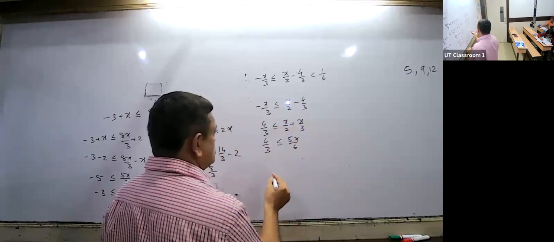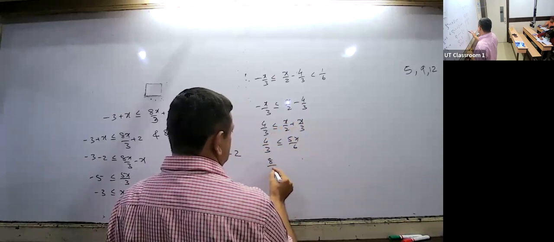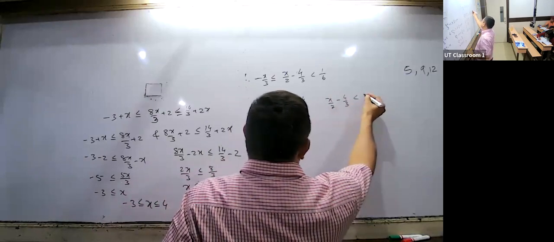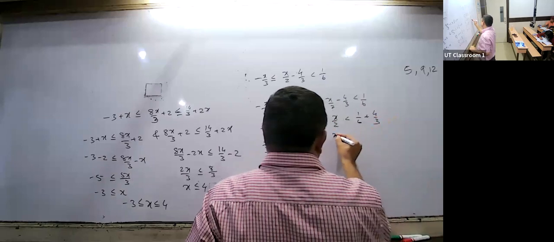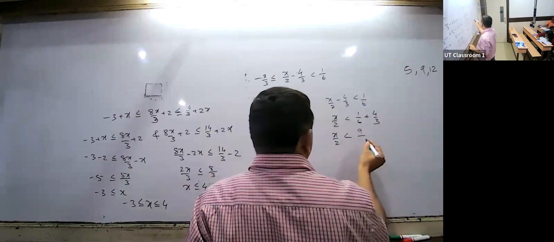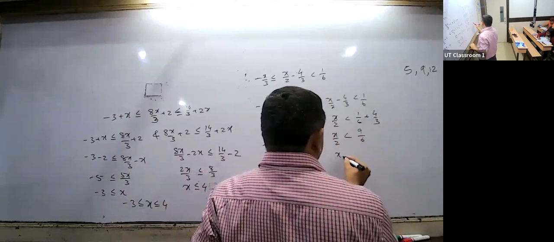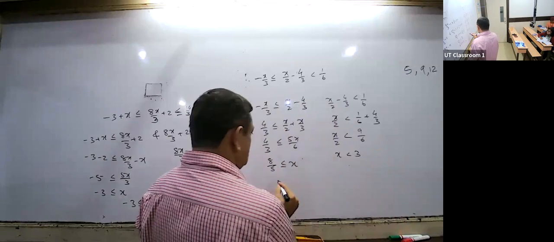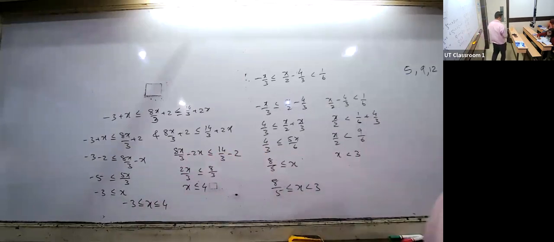That is cross multiply. How much will come over here? 8 by 5 less than or equal to x. This is coming as x by 2 minus 4 by 3 less than 1 by 6. So x by 2 less than 1 by 6 plus 4 by 3. So it is coming as how much? 9 by 6. That is x less than 3. Therefore, you will get 8 by 5 less than or equal to x less than 3. Did all of you get this answer? Yes, sir. Same thing only, got it now.